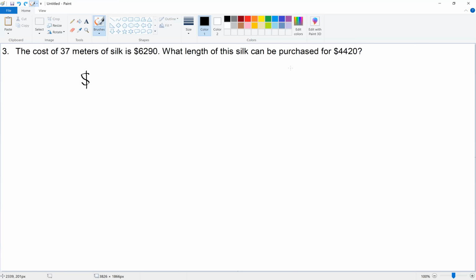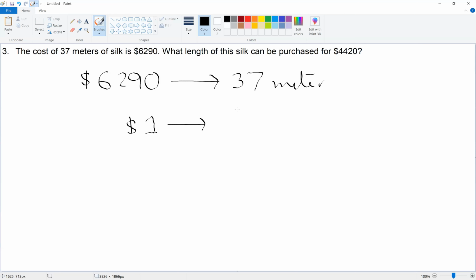Okay, so 6,290 buys you 37 meters. Yep. Okay, Surya, what is the next step? You divide 37 by 6,290. Okay. And finally, you multiply that number by 4,420.